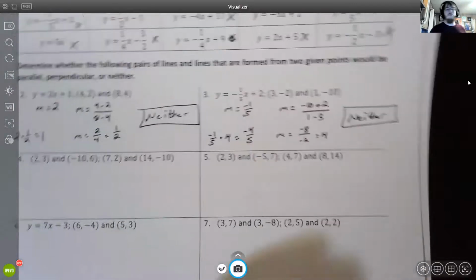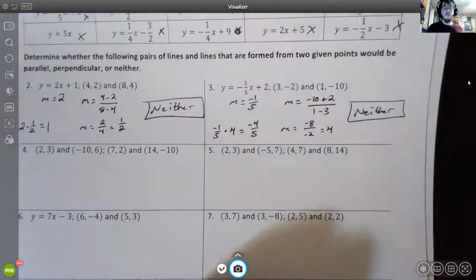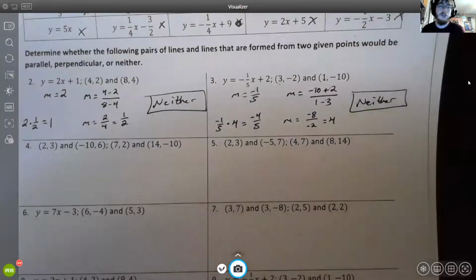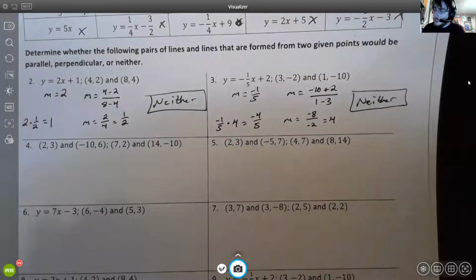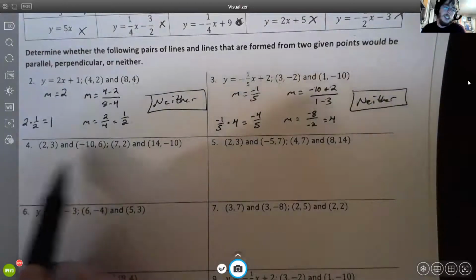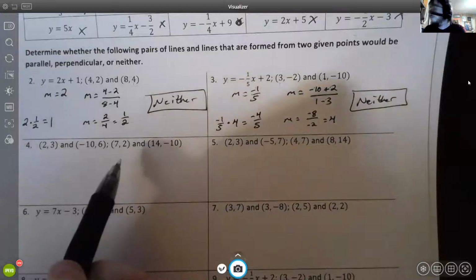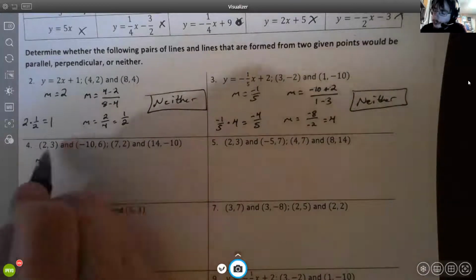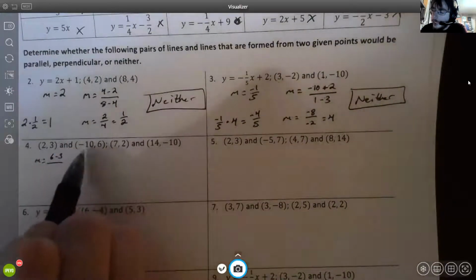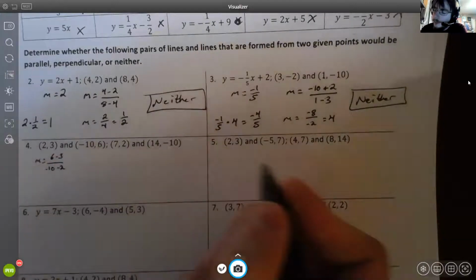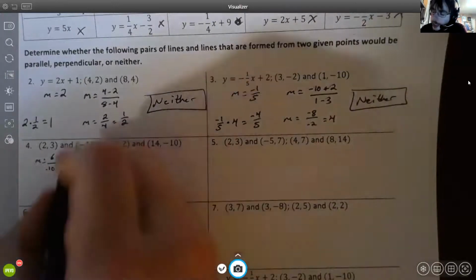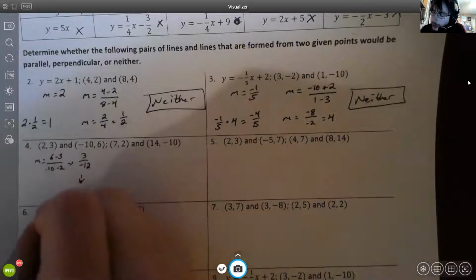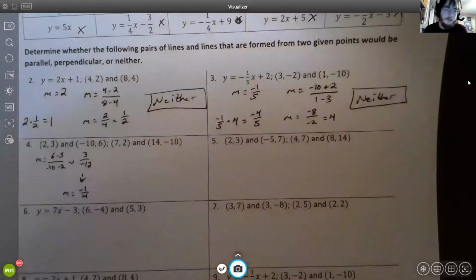All right. So now we're going to look at number 4. Number 4, we have (2, 3) and (-10, 6), and (7, 2) and (14, -10). So you need to determine the slope for each one of these sets of points. So for your first slope, you have 6 minus 3 over -10 minus 2. And when you do that, you get 3 over -12. And if you simplify that, you get that m is equal to -1/4.